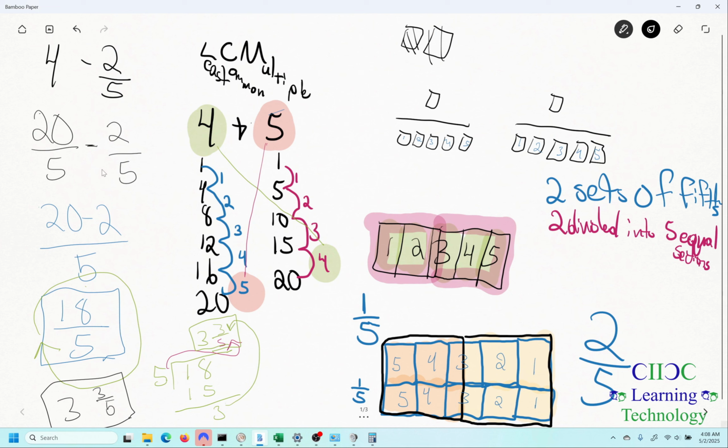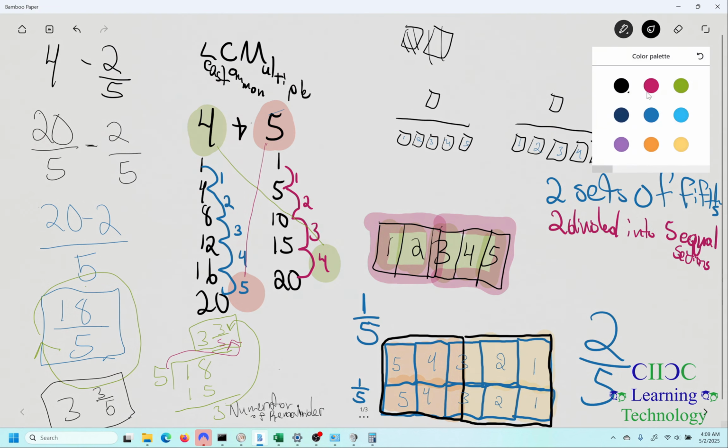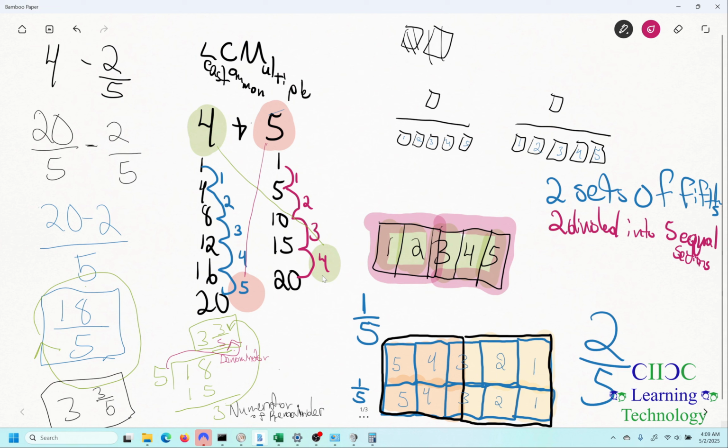Because the denominators are the same, we can now combine these. 20 minus 2 on the top gives us 18 over 5, or 18/5. 5 goes into 18 3 times with 3 left over. This 3 goes into the numerator as the remainder, and this stays as the divisor. Please forgive my handwriting. But again, 3 3/5.